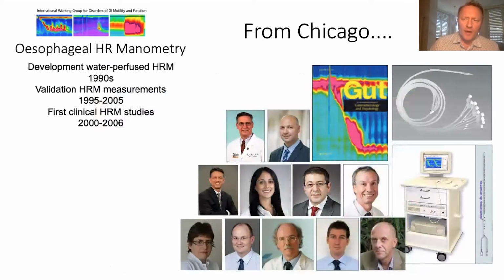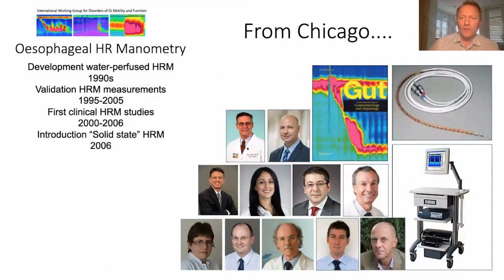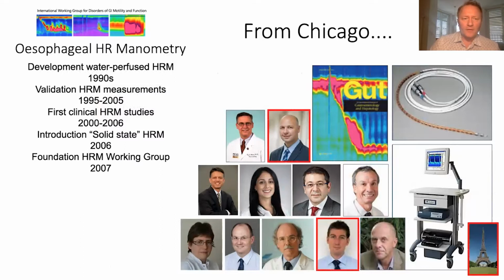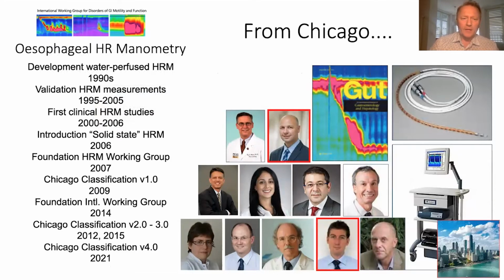I was aided in this by my friends and colleagues, John Pandolfino, Arjan Bredenoord. We founded the HRM working group in 2007. We went back to our bosses and got them involved. And this led quickly to the Chicago Classification version 1 in 2009, which has been improved on in 3 iterative steps with publication of version 4 in 2021.